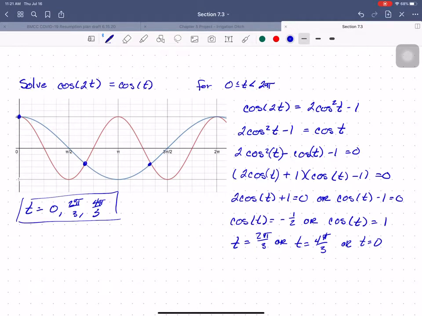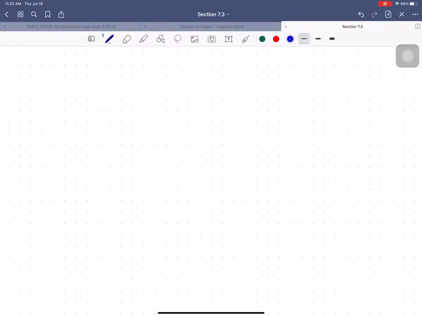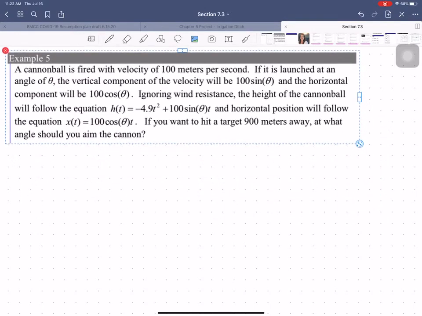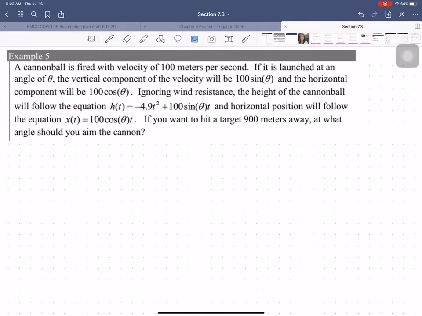The only thing we did different there was we used the double angle formula in the very first step. Okay, so let's do a word problem real quick here. All right, I got a cannonball fired with a velocity of 100 meters per second, launched at an angle of theta. Now here's what you might or might not know.